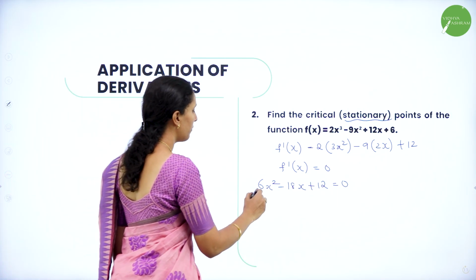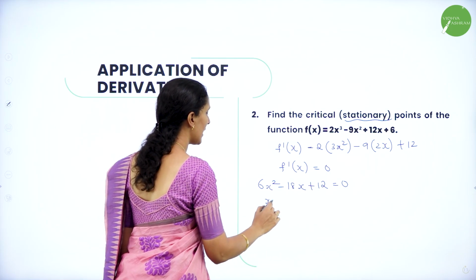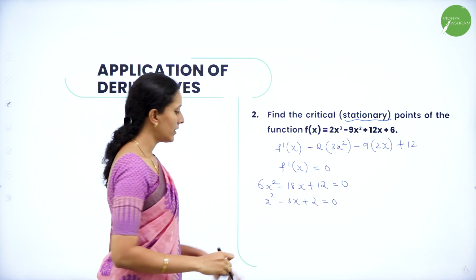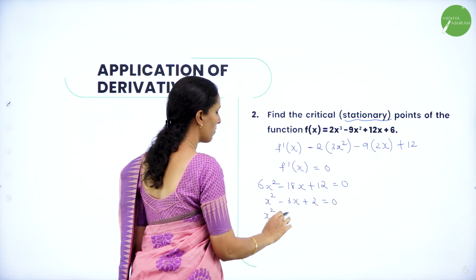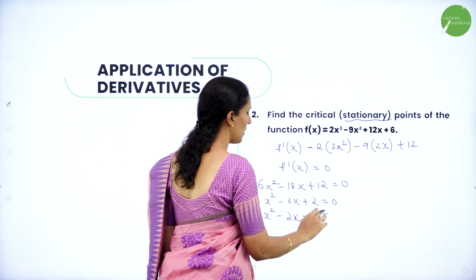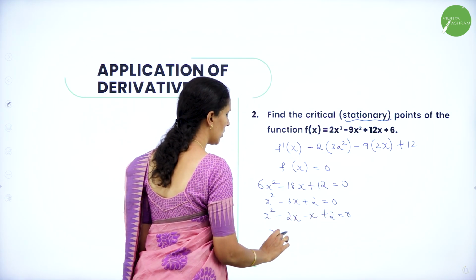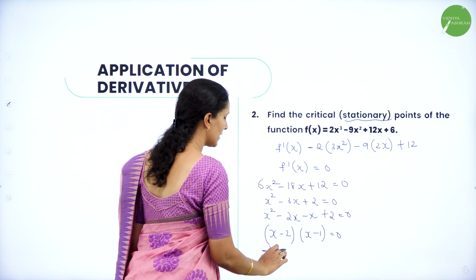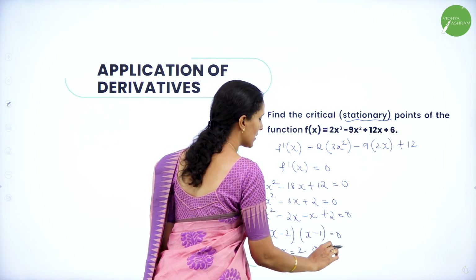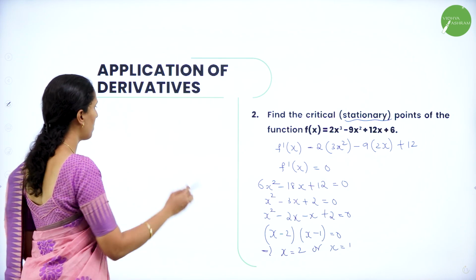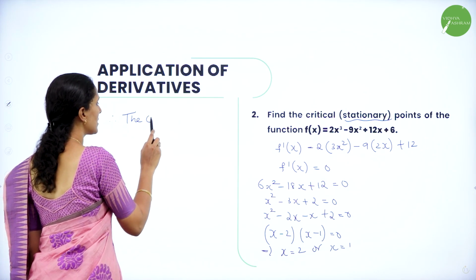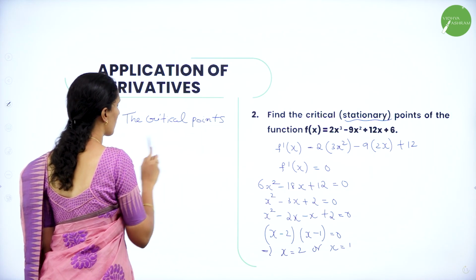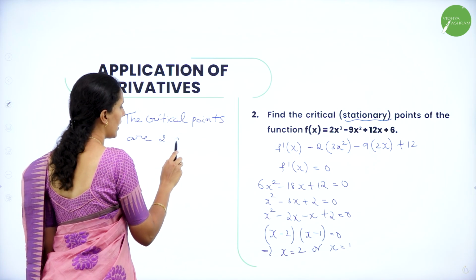So here if you divide the equation by 6, we get x square minus 3x plus 2 is equal to 0. So you can write the equation as x square minus 2x minus x plus 2 is equal to 0. You will get the factors as x minus 2, x minus 1 is equal to 0. So this implies x is equal to 2 or x is equal to 1. So we have two critical points. So therefore the critical points are 2 and 1.